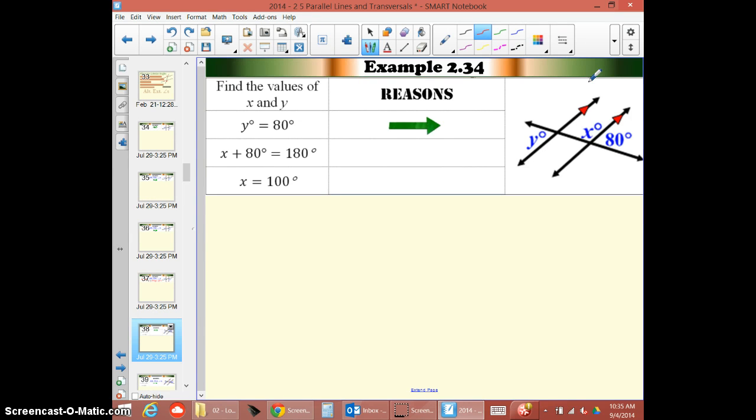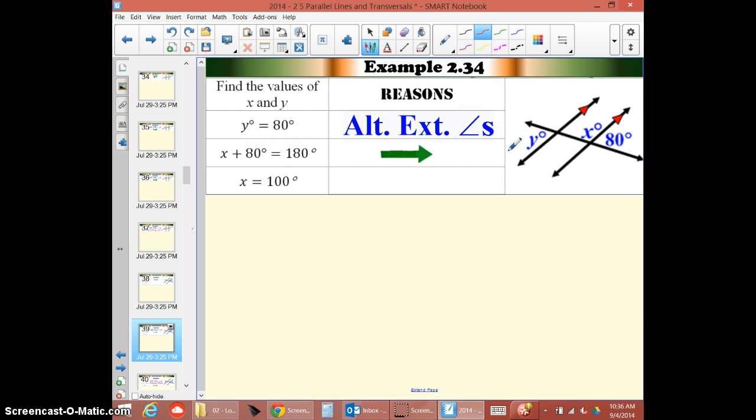Here's another example. I've got a double situation going on here. Why is y equal to 80? I see y at 80 there. But what's my reason for it? I draw my blue lines, and I draw my red line. I can see that they're on opposite sides of the red line, and they're outside of the blue lines, which means that they are alternate exterior angles.